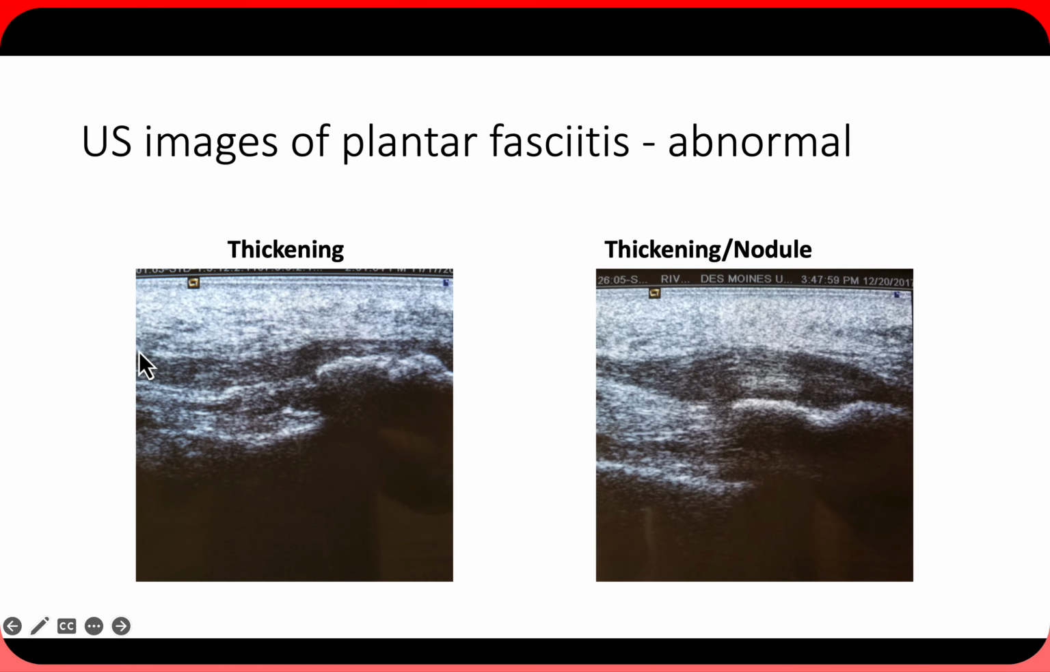Now these are abnormal images, and you can immediately see that there's thickening of the plantar fascia here. Here's the calcaneus. These are the musculature, and this is fat up here. So that's definitely a thickened tendon. And then here we have an enlarged or nodular tendon, and this is the normal thickness of the plantar fascia over here. This is the calcaneus here. So strong abnormalities on ultrasound imaging are possible, but the presence of an abnormality doesn't guarantee the presence of pain. There are plenty of people who have asymptomatic nodules and thickening.